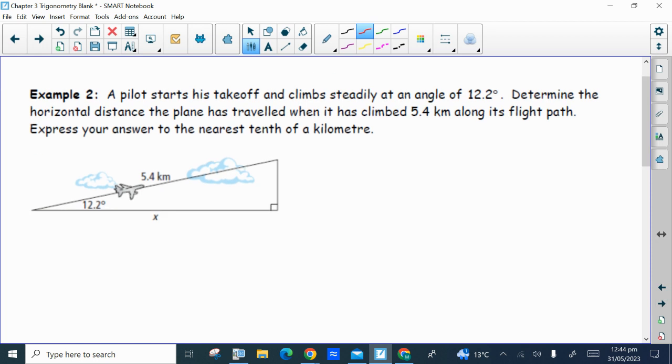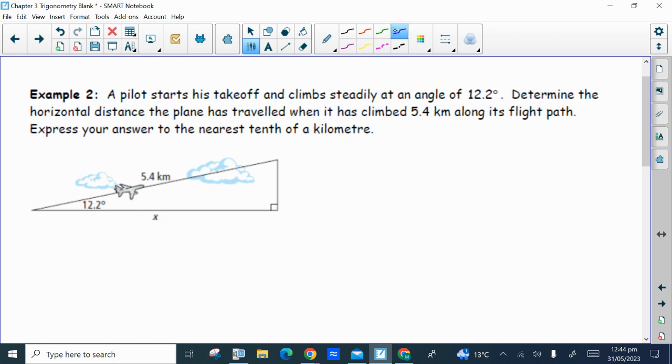So on the next page, a pilot starts his takeoff and climbs steadily at an angle of 12.2 degrees. Determine the horizontal distance. So horizontal is going straight across, so that's what x is. It's like measuring the distance along the ground. So we want to determine that distance the plane has traveled after it's climbed 5.4 kilometers along its flight path. Answer to the nearest tenth of a kilometer. So we want to find out what x is.